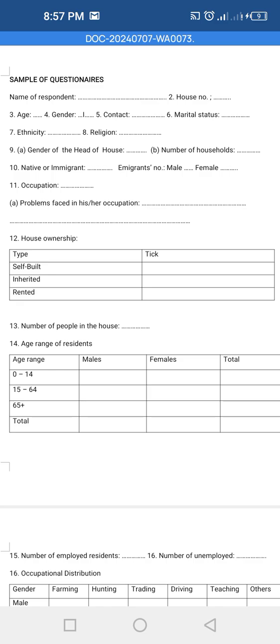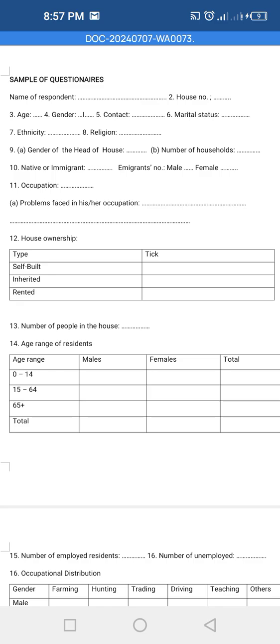You ask the person's occupation. If you ask the person's occupation, it becomes much easier for you to get that information. Write it down. Then the house ownership. Is the house self-built? Is it inherited? Is it rented? You'll be doing all these things in your exercise book or your official sheet. Then the number of people in the house.